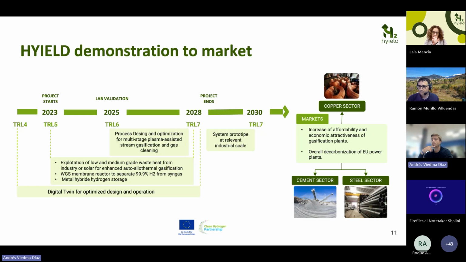The markets where we want to operate and take this technology to are the copper sector, cement sector, steel sector, but not only these, of course, also aviation and the industrialization of all different types of technologies. And the overall goal is to decarbonize the power plants in the European Union. And it's our goal for the European Commission, and that's why we work so hard for it.